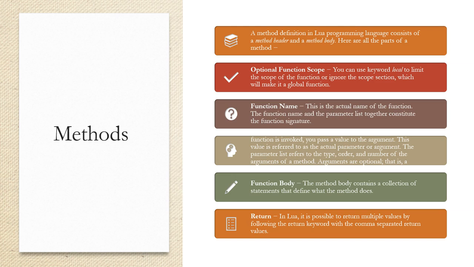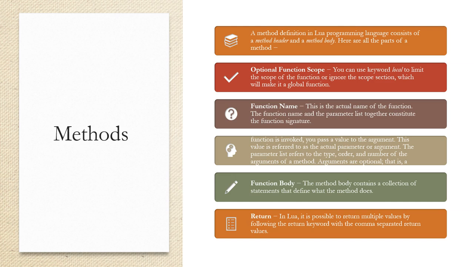Function name. This is the actual name of the function. The function name and the parameter list together constitute the function signature. When a function is invoked or called, you pass a value to the argument. This value is referred to as the actual parameter or argument. The parameter list refers to the type, order, and number of the arguments of a method. Arguments are optional.